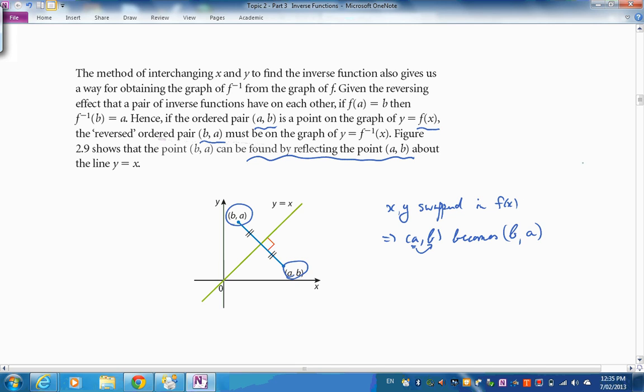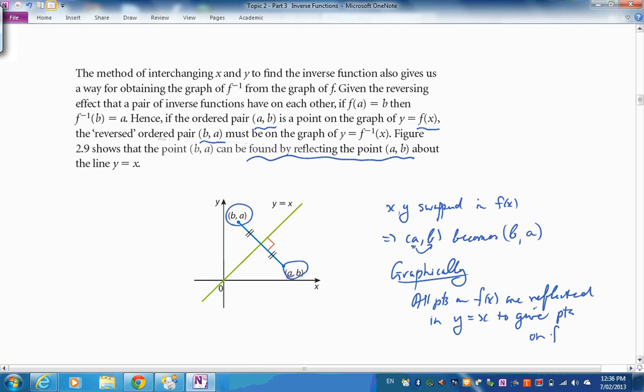So the big upshot of this is that there is a graphical result. We've just been doing the algebra, changing x and y. But graphically, what does that mean? It graphically means all points on f of x are reflected in the mirror y equals x to give points on the inverse of f of x. So the two graphs, if you graph the function and its inverse, would be reflections in the line y is equal to x. That's the theory.